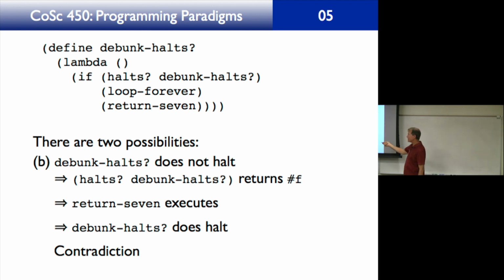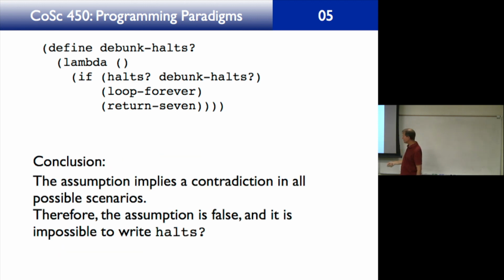But there's only two possibilities, right? Either debunk halts, this function right here, either it will halt or it won't. And this proves that if you claim to have written halts, you can't; it's impossible to do that in general. So here's the conclusion. The assumption implies a contradiction in all possible scenarios. Therefore, the assumption is false, and it is impossible to write halts.